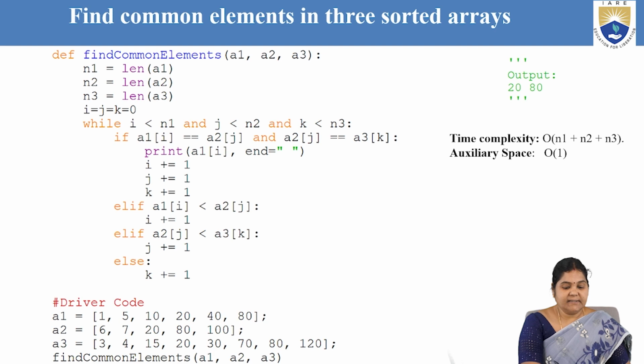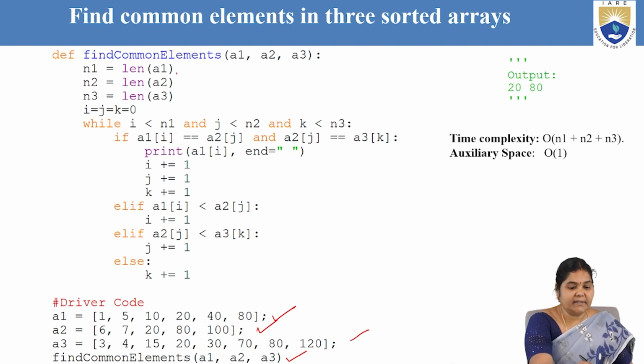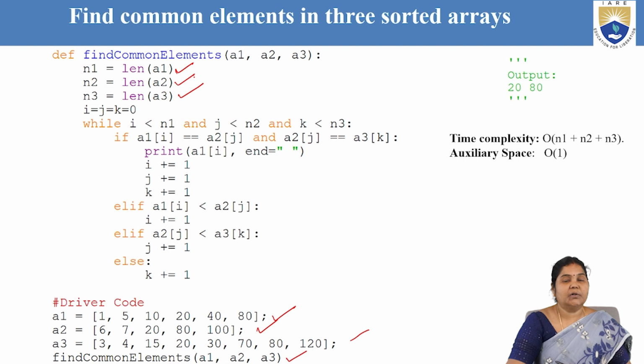Now let us see the driver code. We have taken directly the three different arrays A1, A2 and A3 and we are calling a function find common elements by passing the three arrays A1, A2 and A3. Now if you are using the iterative approach, first of all you should know the length of the array. So we are taking three variables n1, n2 and n3 to find out the length of the individual arrays. That means, to know when our loop is going to stop, we have to know how many times the iteration should go on.